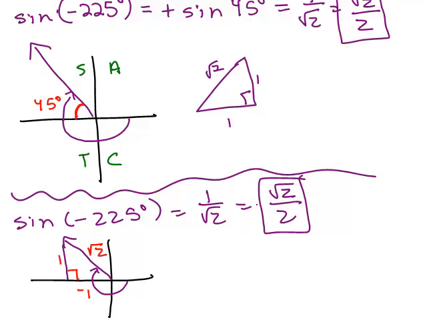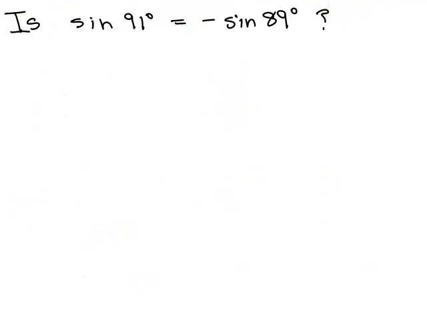What if you were asked whether the sine of one angle is equal to the sine of another angle, for instance? So let's try one more type of problem. So here's a question. Is the sine of 91 degrees equal to negative the sine of 89 degrees? The idea here is to see if you could use reference angles to figure this out. Because notice this 91 degrees is not acute. So how would you do this normally? How would you figure out what the sine of 91 degrees was using a reference angle?